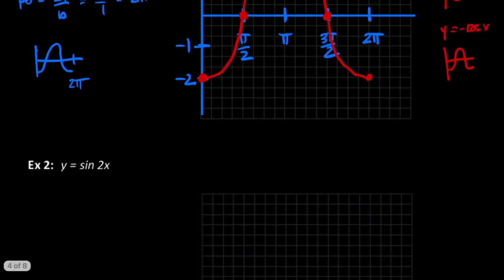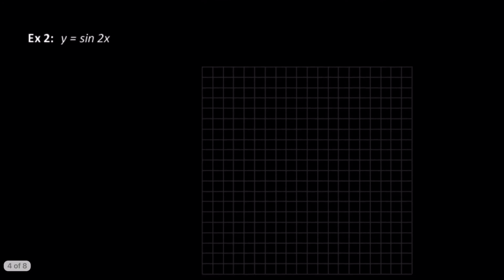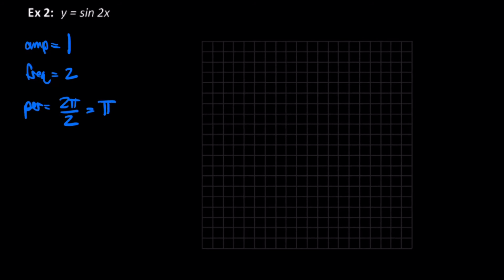Let's do the same thing here. Y equals sine 2x. I just want to sketch one cycle. First thing we do, amplitude. All right, so my amplitude is 1. My B, or my frequency, is 2, which tells me there are 2 waves between 0 and 2 pi, which obviously means I need to change the period. Period is 2 pi over B, or frequency. In this case, it's just pi.